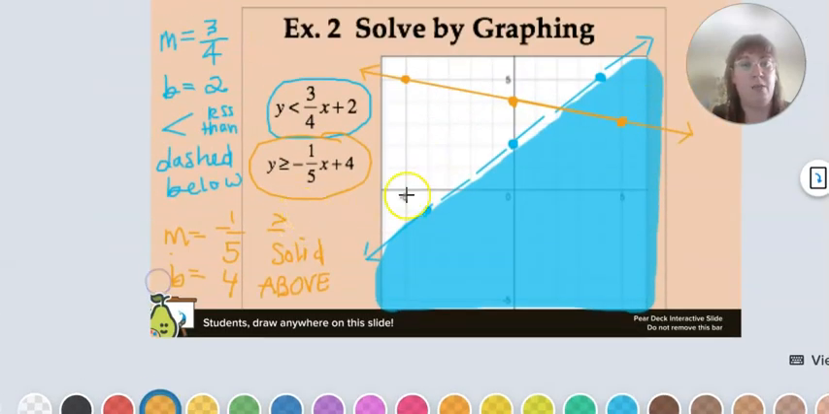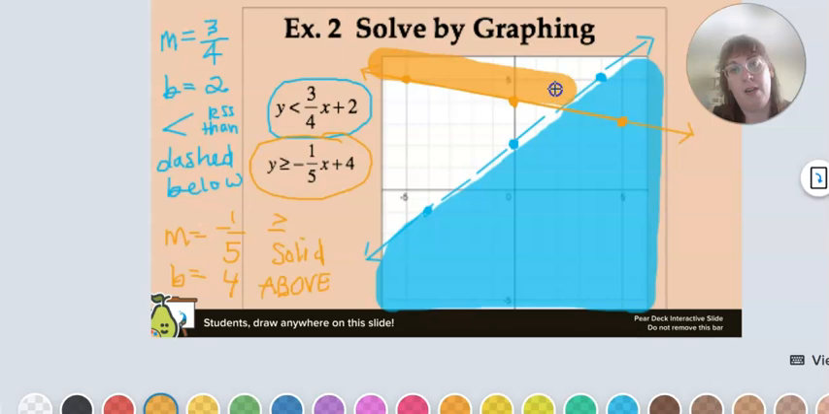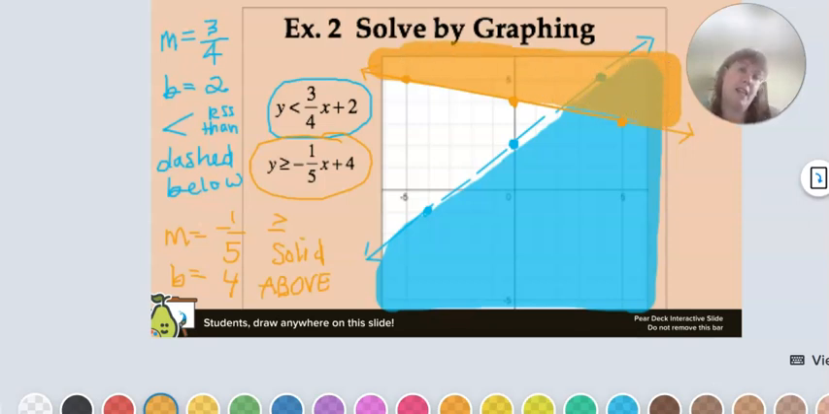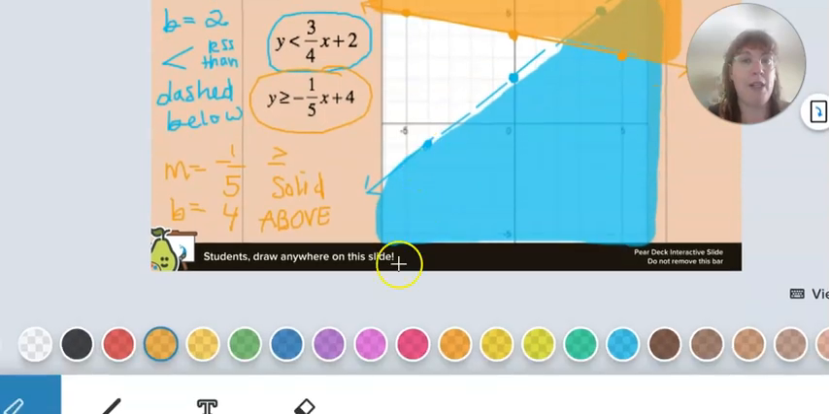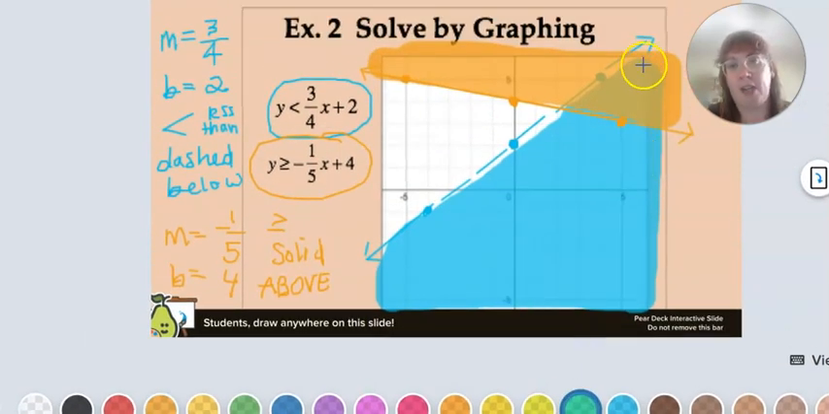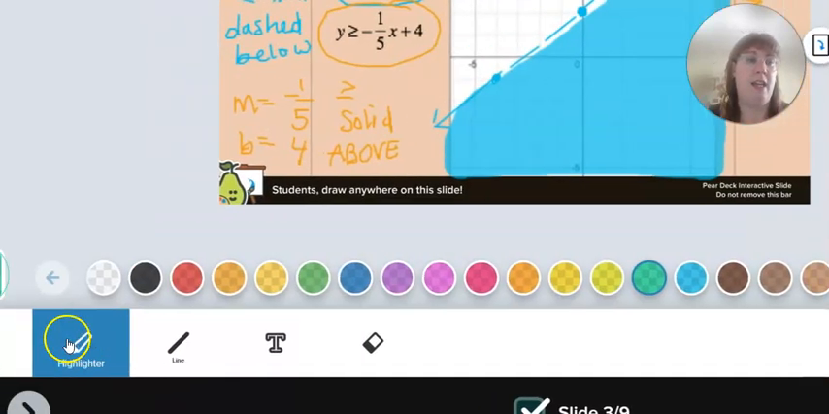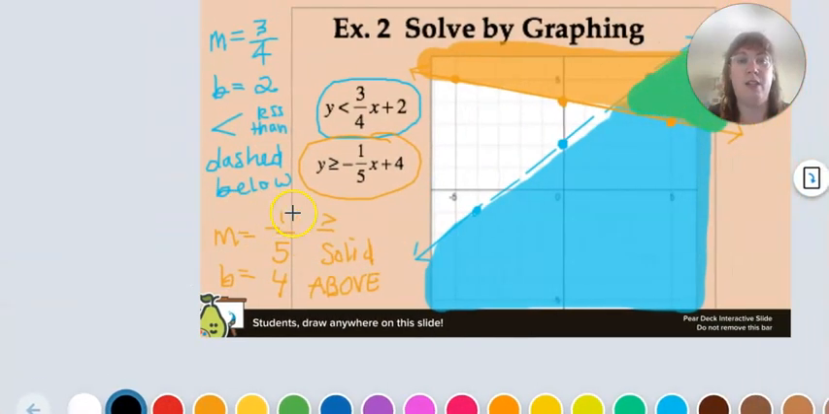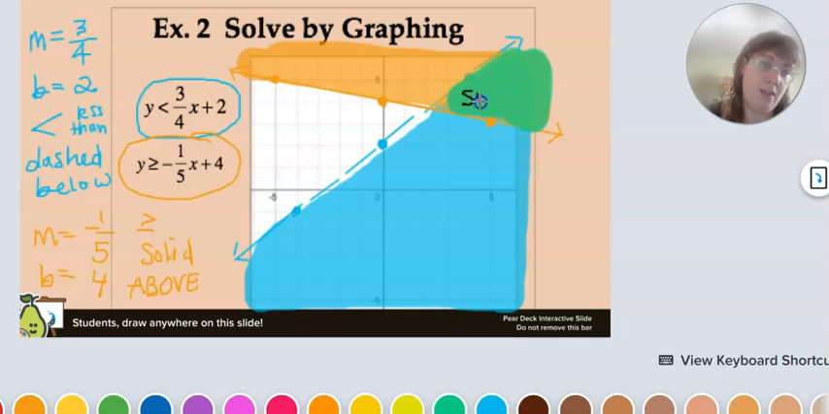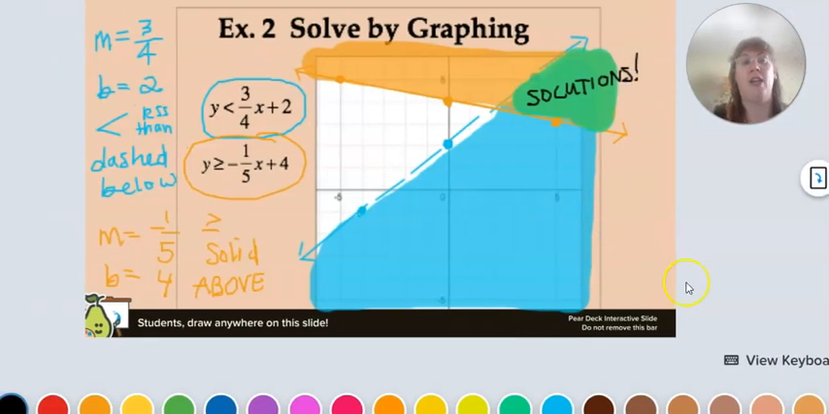And then we're going to shade above the line. It's good to use lighter colors like I did here because it's a little easier to see where the yellow or the orange and the blue overlap. And maybe I even make that a different color to really point it out. And I like to write "solutions" is in that green area.